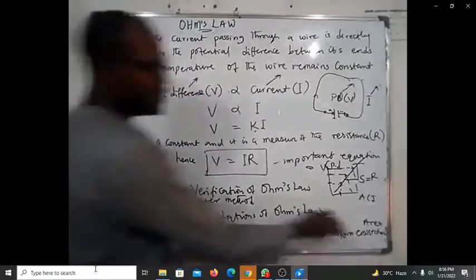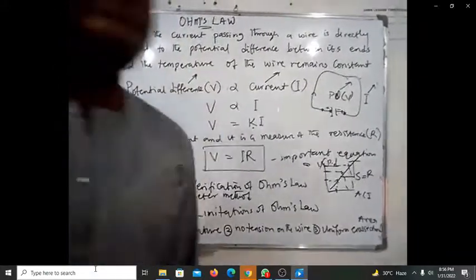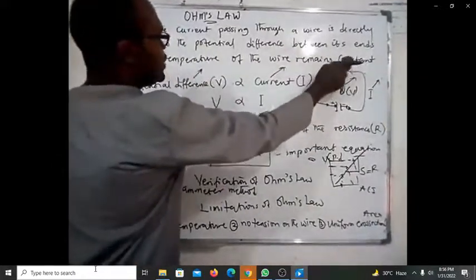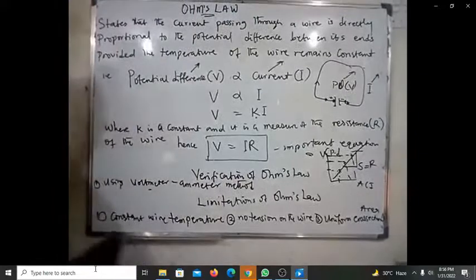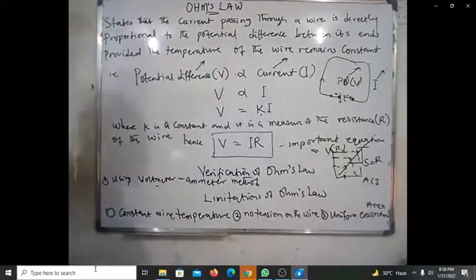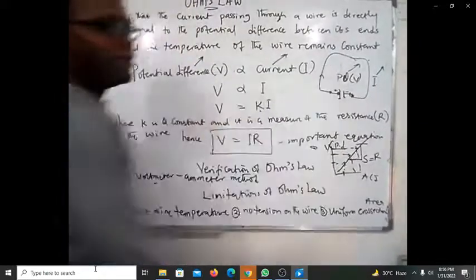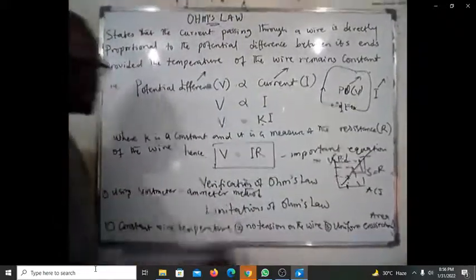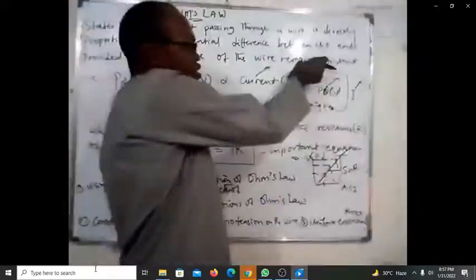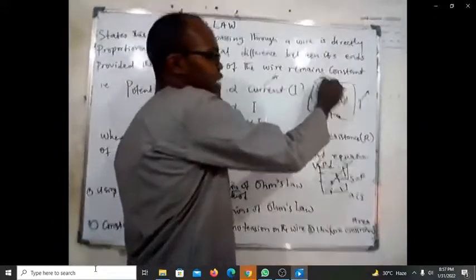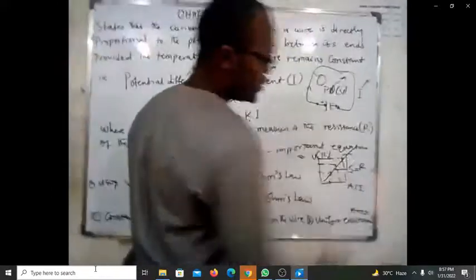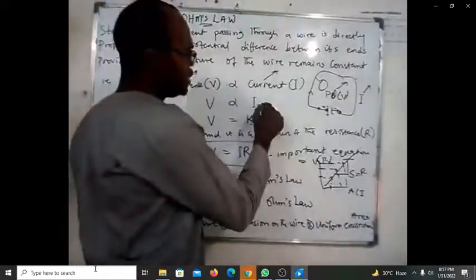Now, what are the limitations of Ohm's law? You see that in the statement, it says that temperature must be constant. So there has to be constant wire temperature. The wire that you're taking for Ohm's law, the temperature must be constant. There should be no tension on the wire. You don't need to apply load on this wire. You just have to keep it the way it is. And the wire must have uniform cross-sectional area. Is that clear? You cannot have a wire like this.